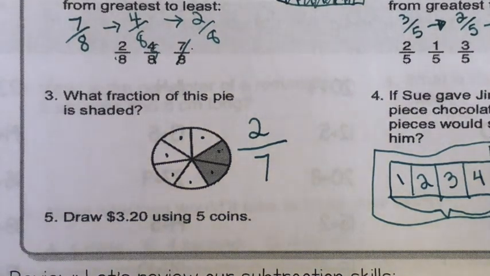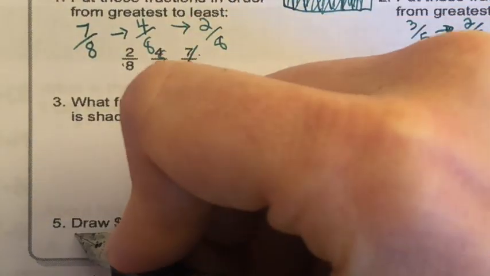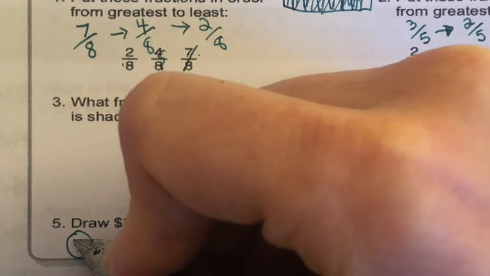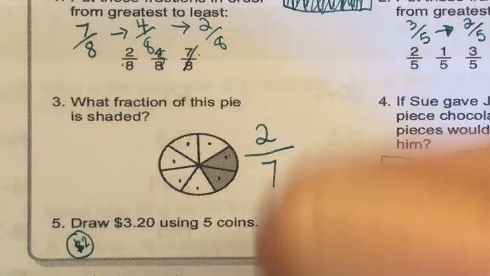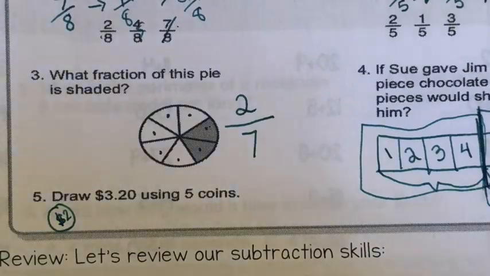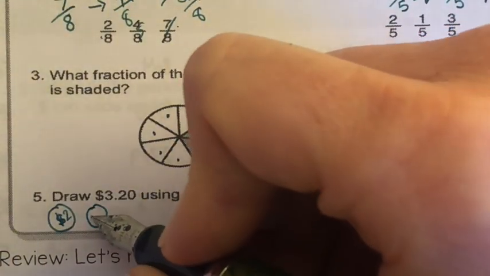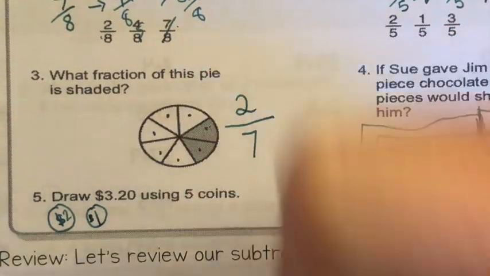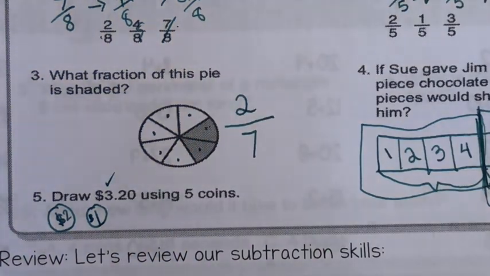The beautiful thing about using coins is your answer might be different than my answer, but I'm going to do my best. So I have a $2 coin. I guess I should write these values a little bit clearer. And then I have a $1 coin. So that is going to give me $3. Now I need to make 20 cents.